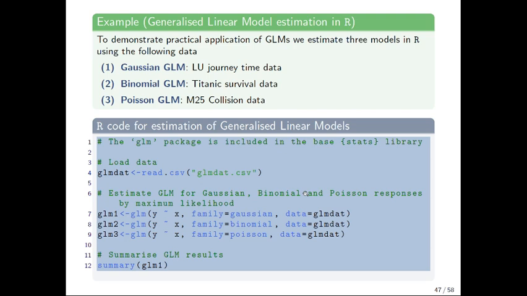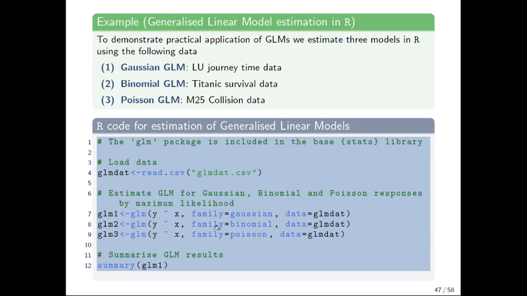So the R code is shown on the slide. The GLM function is included in the base stats library. We load the data with read.csv, shown here. That's our GLM data. And then estimation is just a one-line command, glm rather than lm for the linear model. We've got the model formula, y tilde x, with an intercept included automatically. And this is what's different from the linear model command, though.